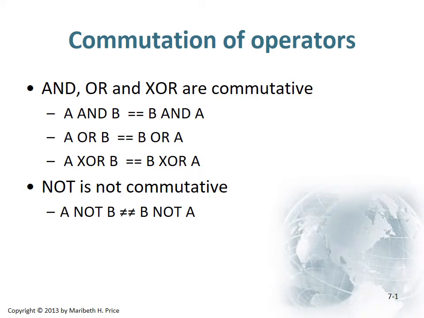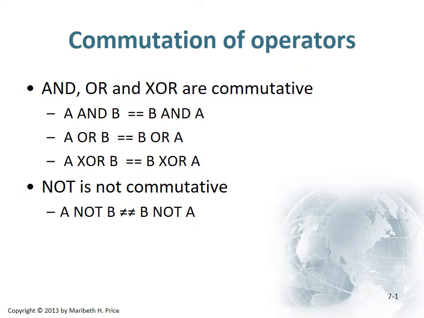The commutative property applies to AND, OR, and XOR, which means it doesn't matter which order they appear in the SQL statement. If you're asking A and B, that's equivalent to B and A. A or B is the same thing as B or A. A exclusive or B, exactly the same thing as B exclusive or A.